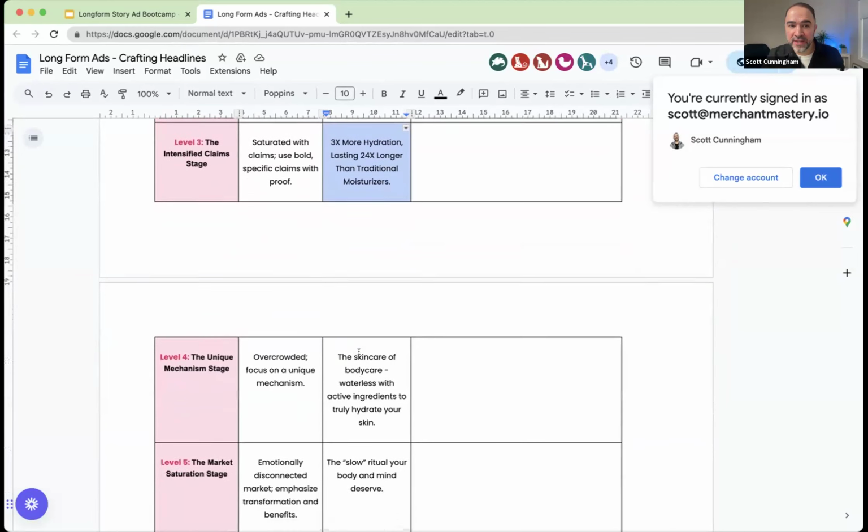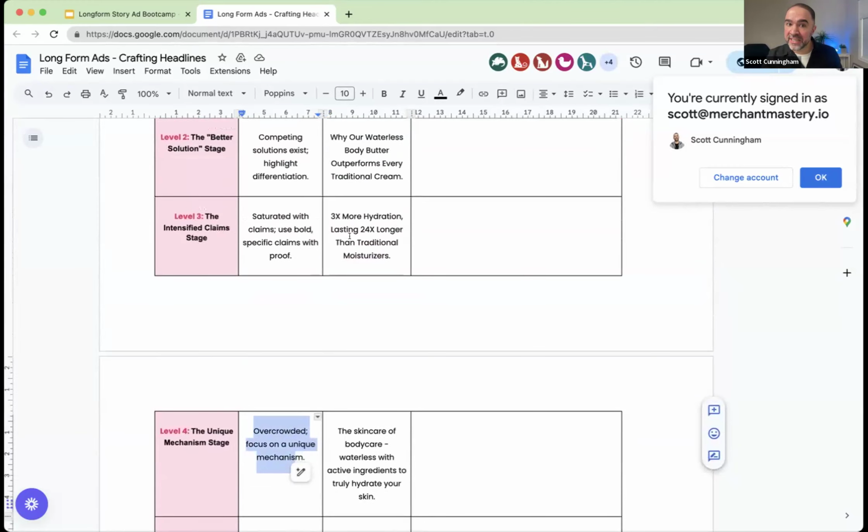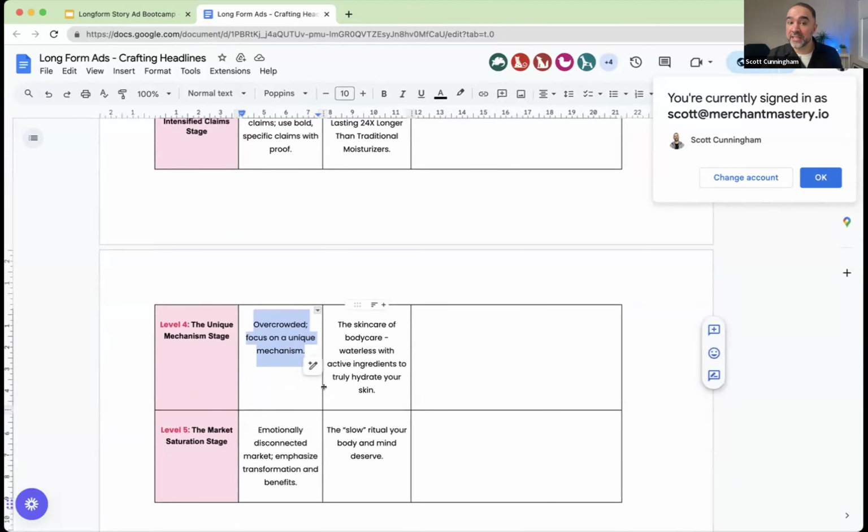Okay, let's keep going. So now we're at the unique mechanism stage. This is when the market is completely overcrowded and we need to focus on our process, not the data and the claim, the process of how we deliver this result unlike anybody else. And so we've been using this line that we're the skincare of body care.